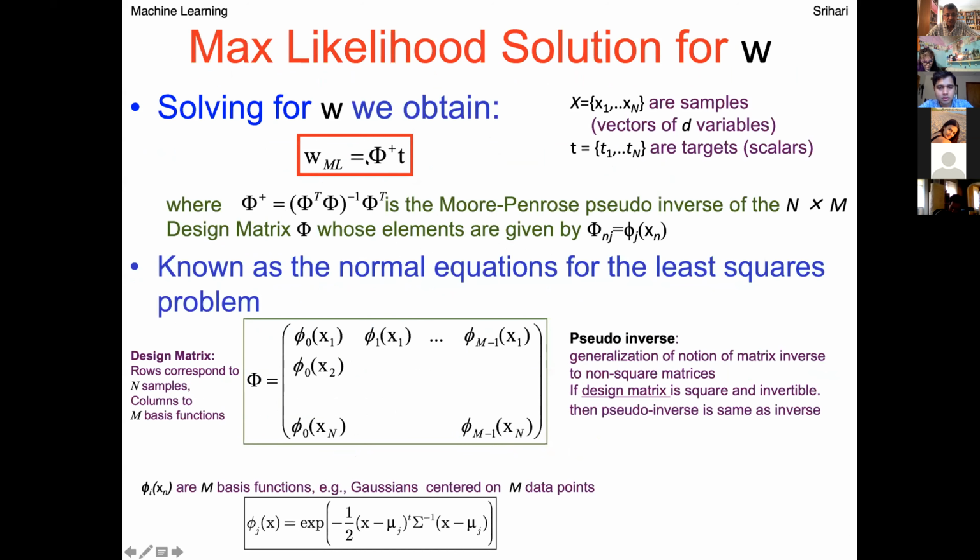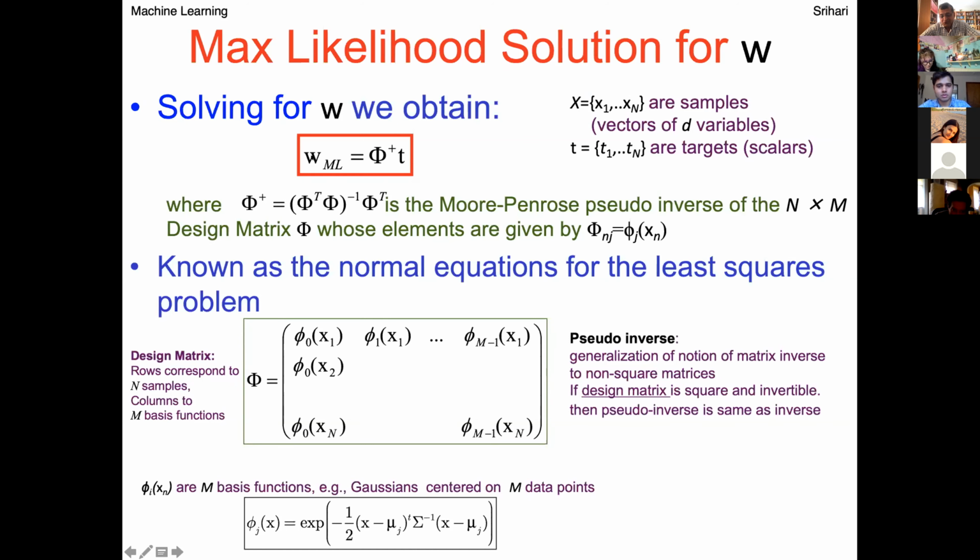All right. What is this phi? It is the design matrix. The design matrix is a simple thing. It consists of n samples, the n rows, and the columns correspond to the M basis functions. This is the form of the design matrix, and we use the Moore-Penrose inverse of that, multiplied by the target vector of target values. That gives you the solution that you're looking for.